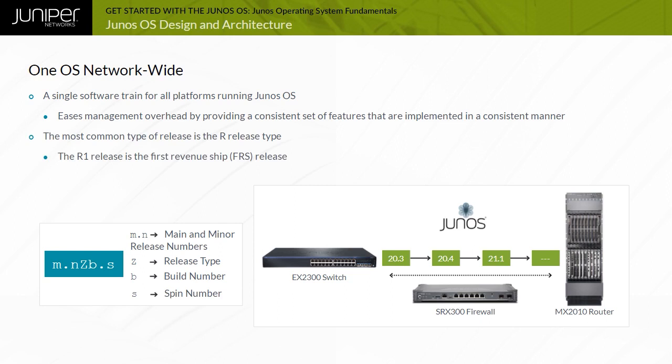The most common type of release is the R release type. The R1 release is the first revenue ship, or FRS, release. The R2, R3, and following releases are maintenance releases. New R releases such as R2 and R3 include bug fixes only. That is to say, version 20.3R2 does not contain any features not included in 20.3R1. New features are not introduced until version 20.4R1. When you upgrade a Juniper device running the Junos OS, the Junos OS software upgrade packages also follow the naming convention just described.